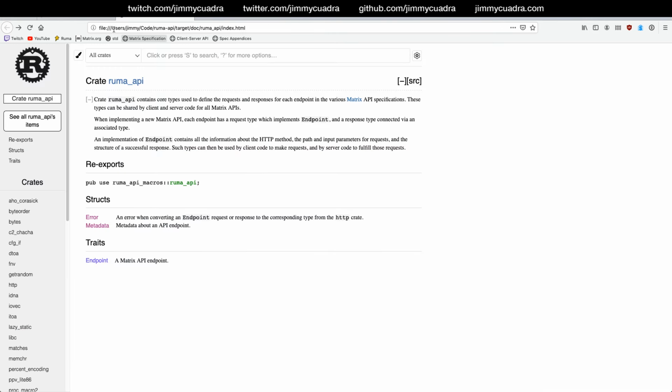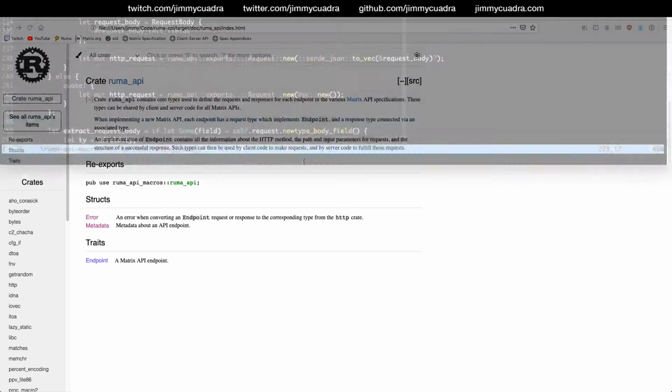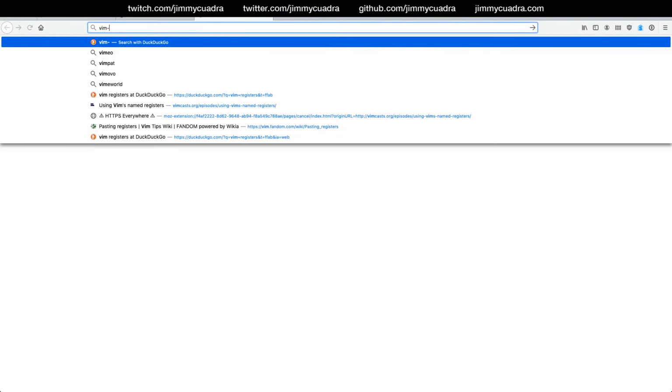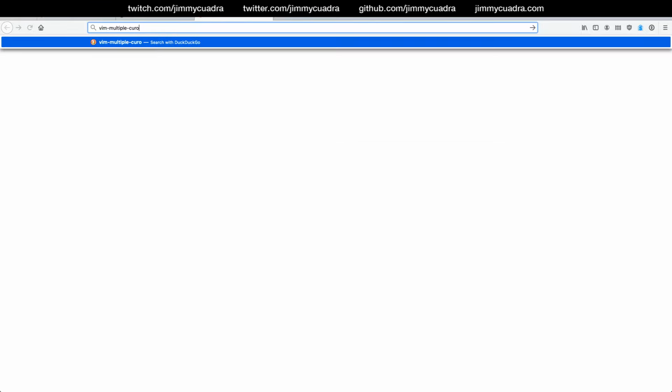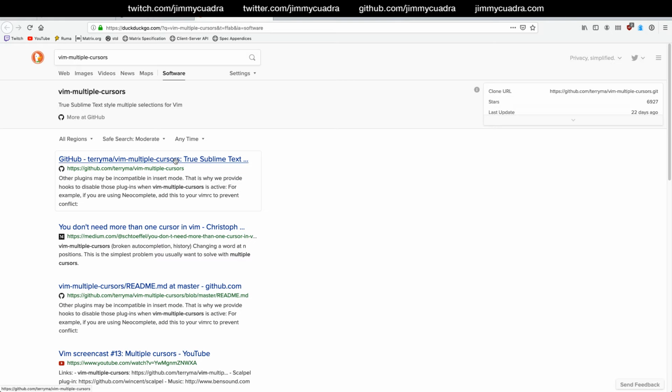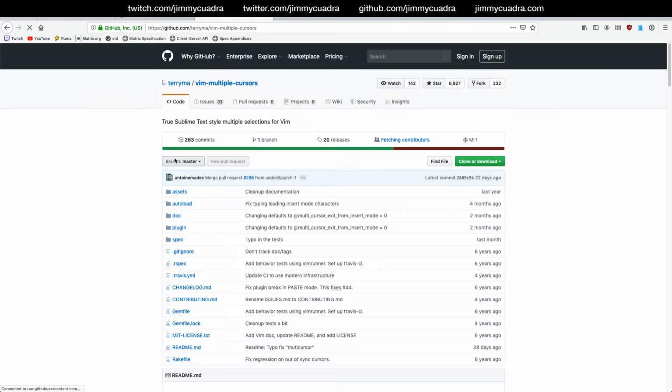So I got used to using that when I was developing with Sublime Text, and sure enough, someone made a Vim plugin for it, which I think is called Vim Multiple Cursors. Is this it? I don't remember it being... I guess this must be it. Oh yeah, lots of stars.